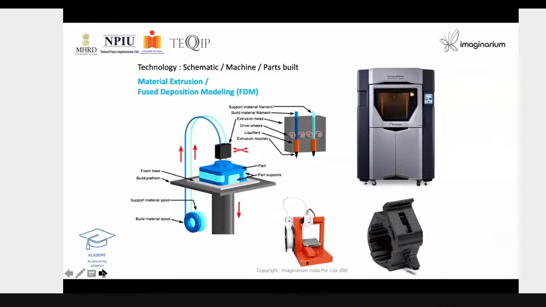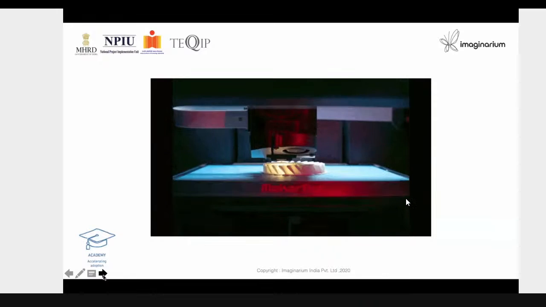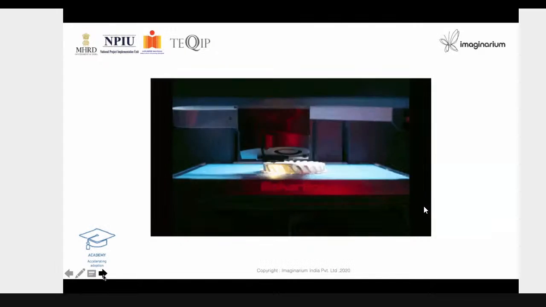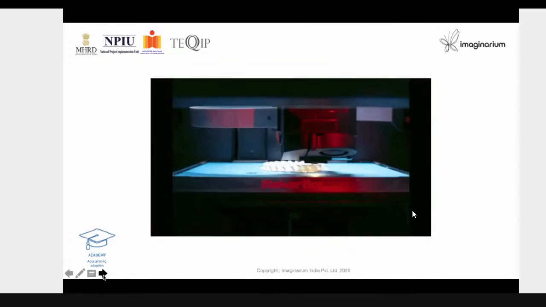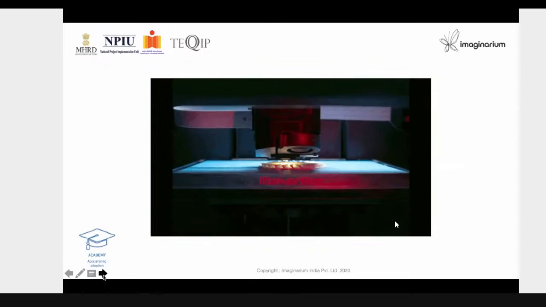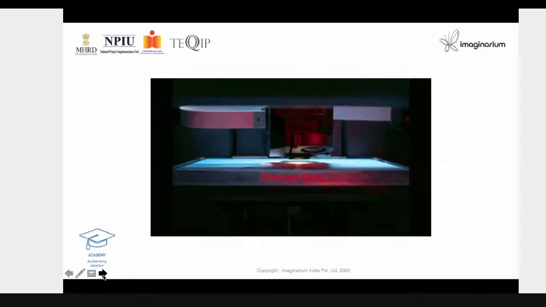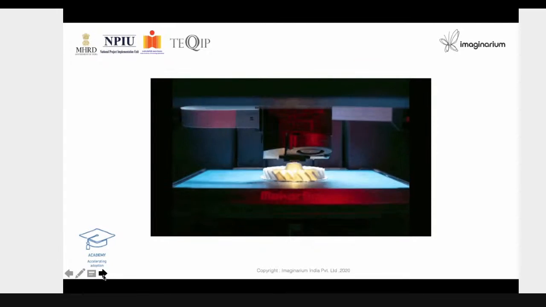There could be some communication disturbance now because of the heavy rains outside. Okay, moving forward, you can see here a boat being made, which is very similar to FDM technology, building a part there, right?